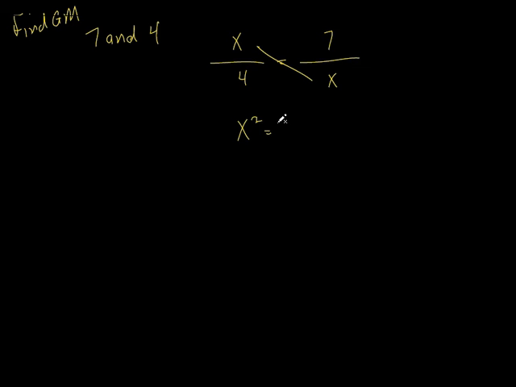So watch. Cross multiply. Cross multiply. Is that our answer, 28? I've heard several people say 28. You've got to take the square root of both sides, right? So it's the square root of 28.